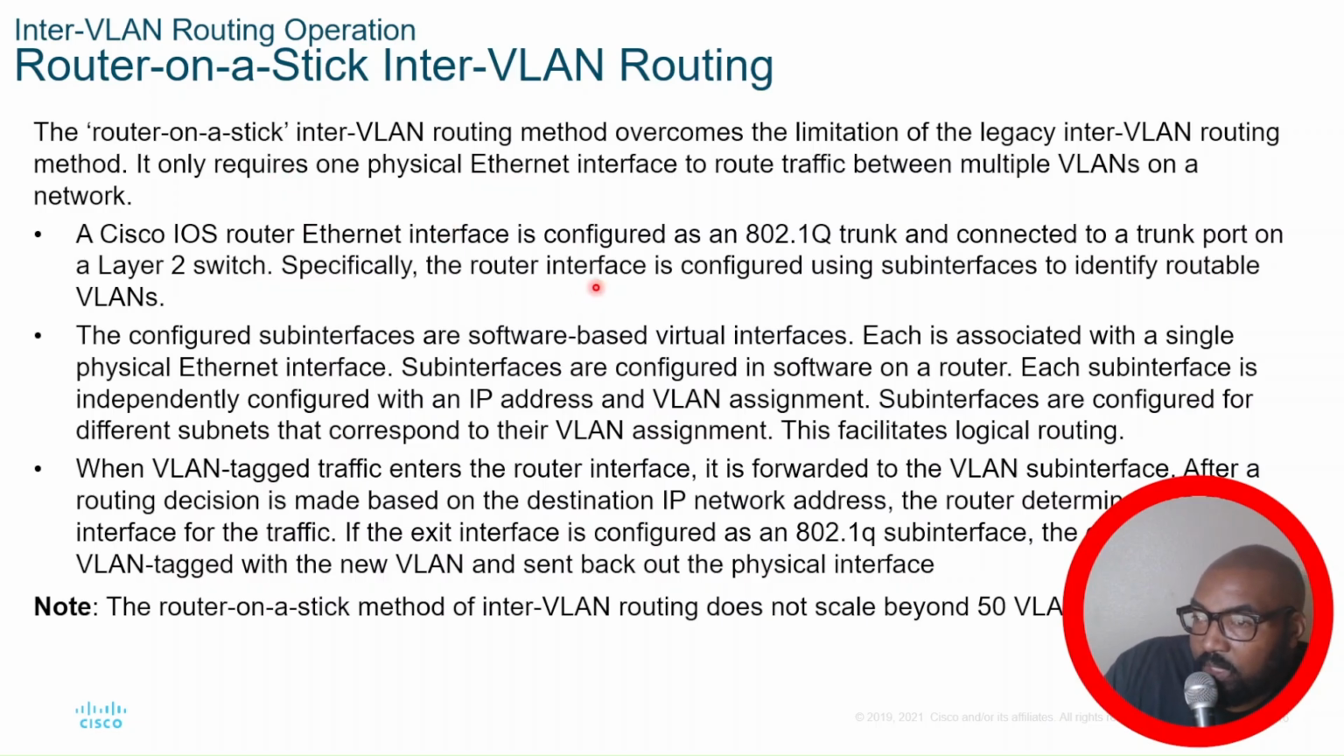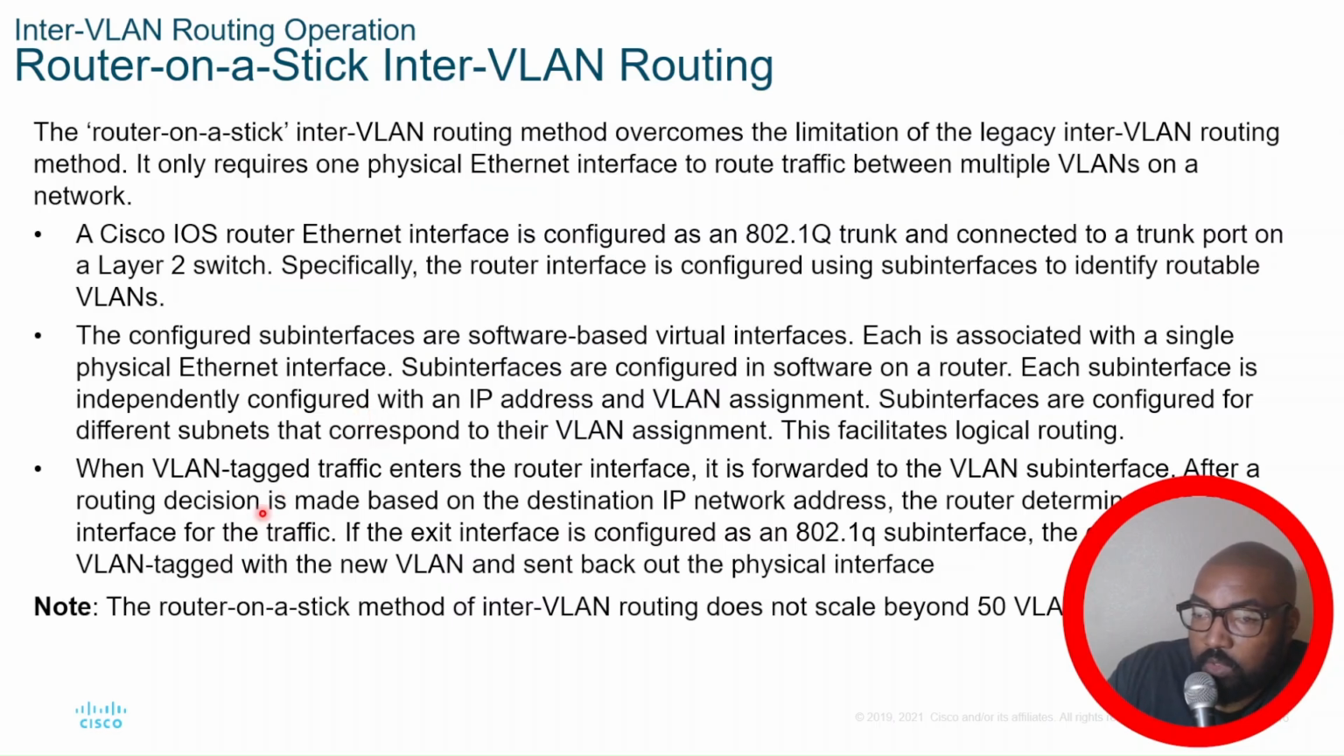So the router interface is configured using sub-interfaces to identify routing VLANs. I want you to think of that tunnel, and there are many tunnels inside the one tunnel. The configured sub-interfaces are software-based virtual interfaces, each associated with a single physical Ethernet interface. The sub-interfaces are configured in software on a router. Each sub-interface is independently configured. Each one of those interfaces, you'll see when we do the demo, you have to configure each one of them. Each one of them is going to need a gateway.